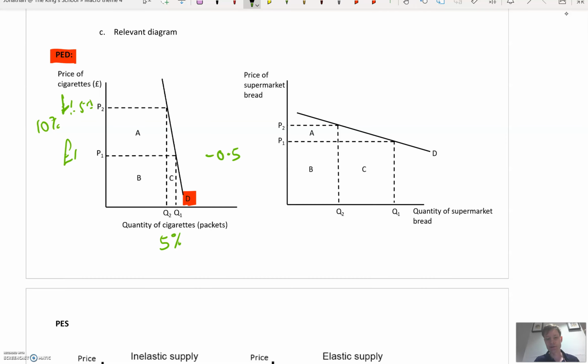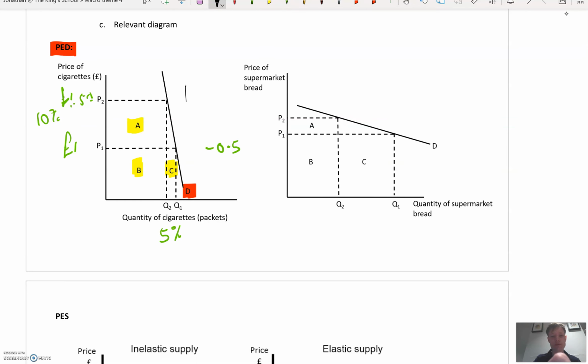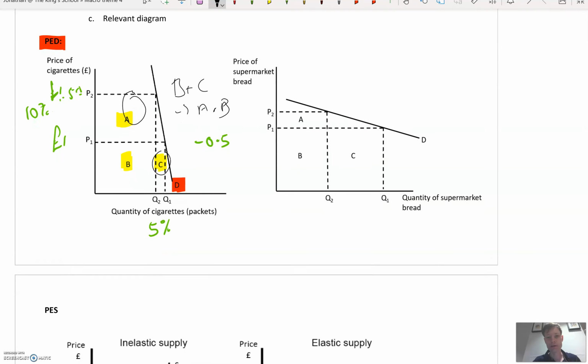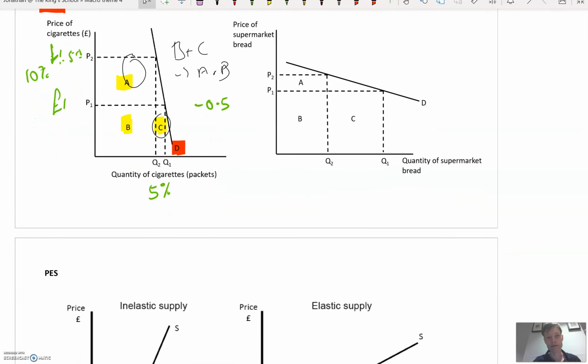Adding things onto the axes is a really useful thing to do and gets you a lot of marks. The other thing that's relevant there as well is these boxes A, B, and C. You could get total revenue from that as well, and you could say that your total revenue has gone from B plus C to A plus B, and so therefore my total revenue has risen because box A is bigger than box C. A is gained, C is lost. So in that way, you could use your diagram as well. Again, probably another 2 marks there that you just picked up with not very much work and very, very quick.